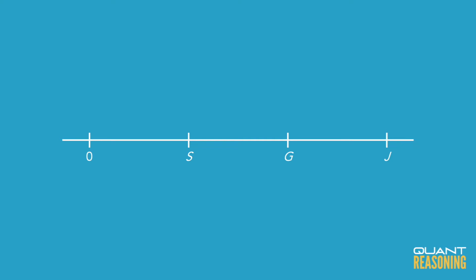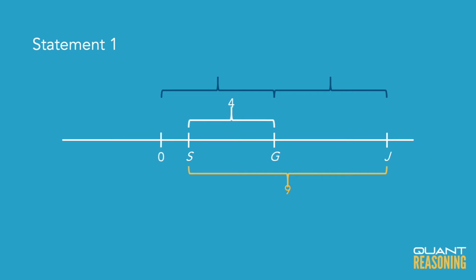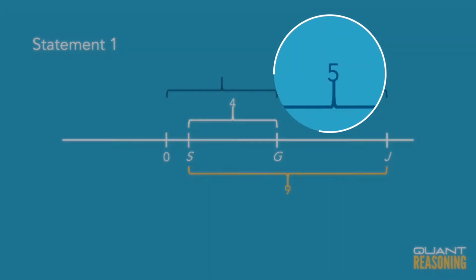Now the difference between S and G we know is 4 from the free info. And we also know that J is exactly twice as far from 0 as G is. So whatever distance we put between 0 and G, we'll have to double that to get to J. Now when we look at these statements, something really interesting happens here, because if you know statement 1, meaning we know the distance from S to J is 9, we can infer the distance from G to J is 5. Because after all, we knew that the distance between S and G is 4.